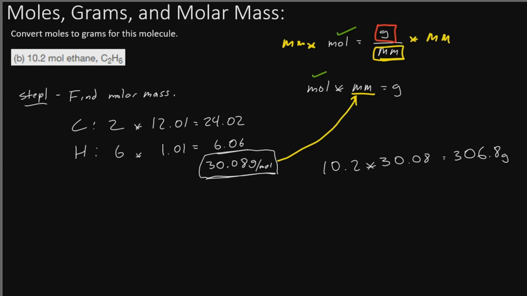Now, let's look at our significant figures. Our moles are 3 significant figures. Our molar mass was 4 significant figures. We use the lower number of significant figures in our answer, that's 3. And so we'll draw a mark after the third significant figure. Now, since the number after the mark is an 8, we round up, and our final answer will be 307 grams.